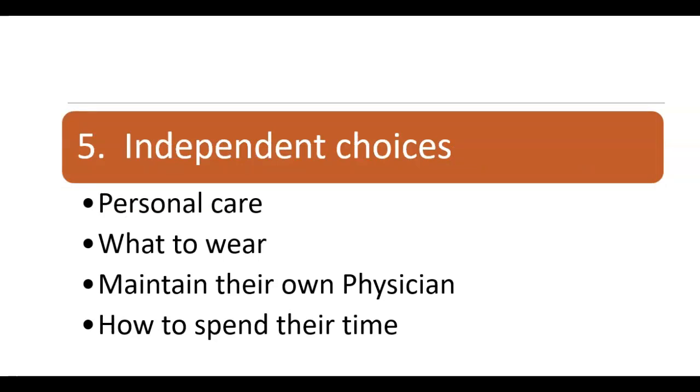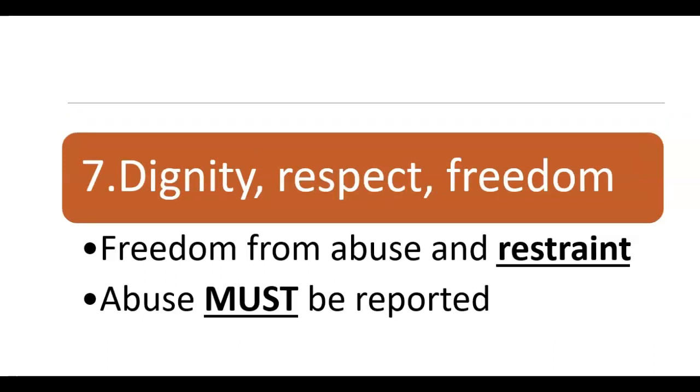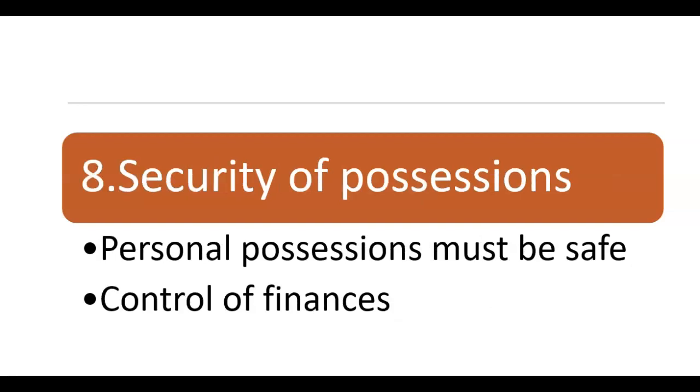Number 5, independent choices: personal care, what to wear, maintaining their own physician, and how to spend their time. Number 6 is privacy and confidentiality during care, during communication, and regarding personal information. Number 7 is dignity, respect, and freedom. Freedom from abuse and restraint. Abuse must be reported. Number 8 is security of possessions. Personal possessions must be safe, and they should have control of their finances.